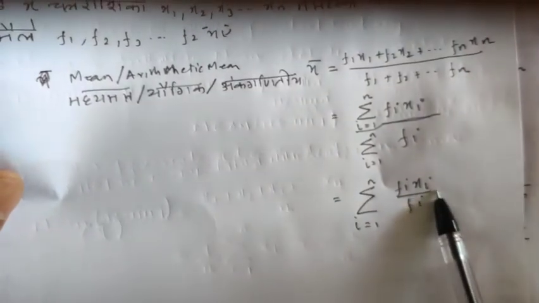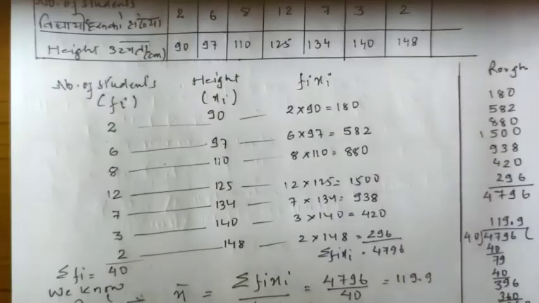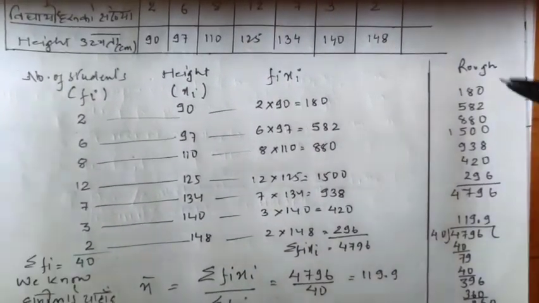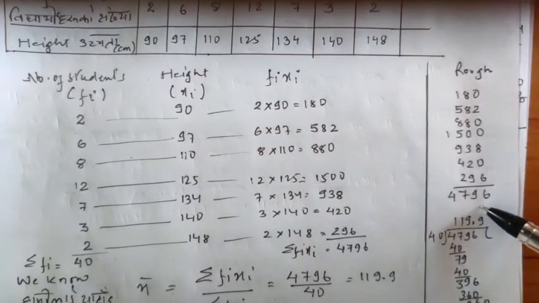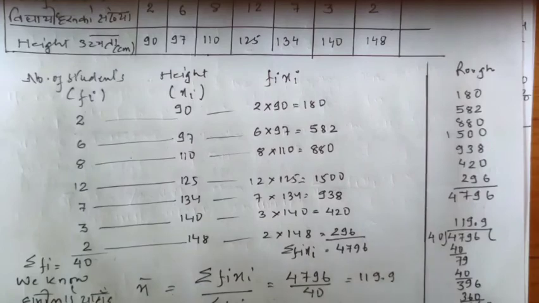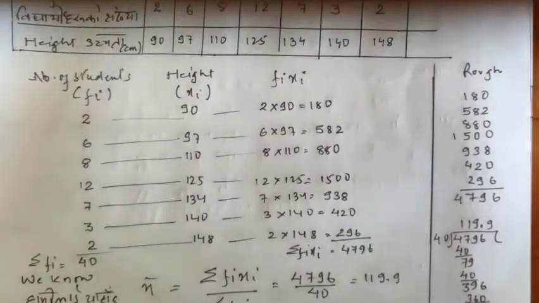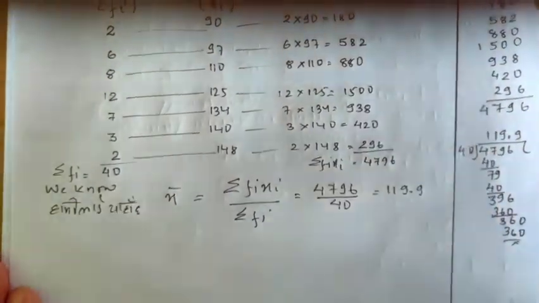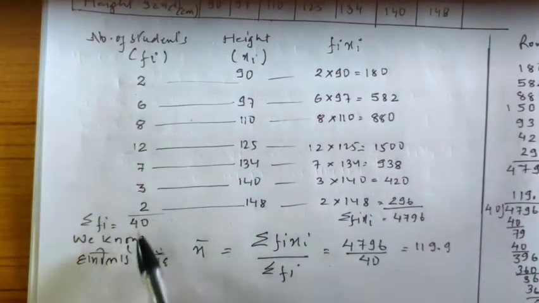What do I need according to the formula? I need summation fi xi, summation fi. So summation fi xi means you need to add fi xi. So in rough, can you all see? I've added all these values. How much do I get? 4796. Don't use calculators. I'll see the rough work. I want the rough work. And then I need summation fi according to the formula. So where is your fi? Your fi is here. So summation fi. Add all these things, you'll get how much?